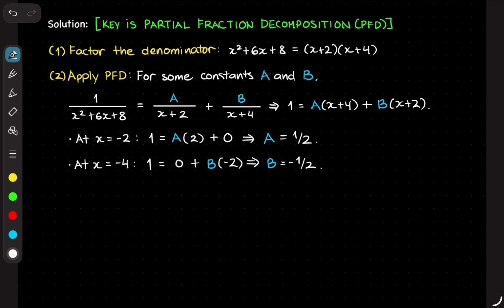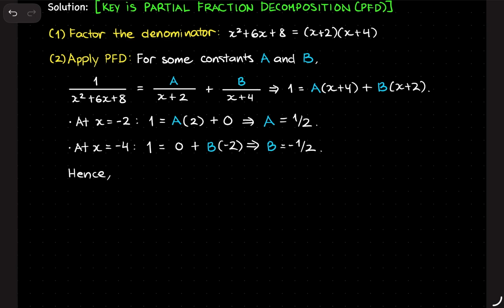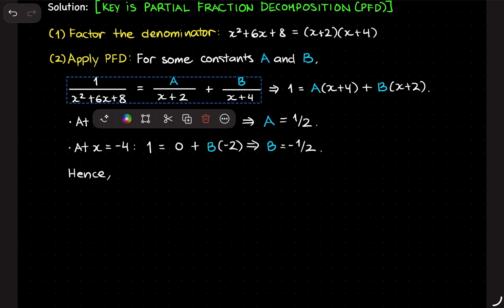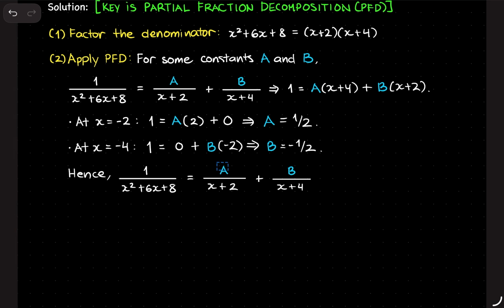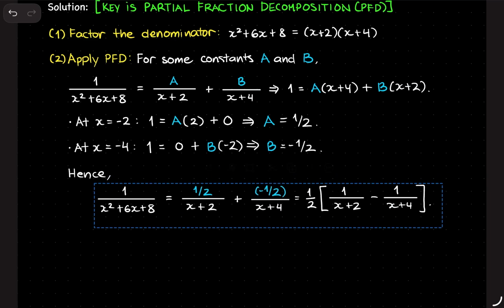So these are our missing constants, and so by partial fraction decomposition, what we'll have here is the following. But this time, a and b would now be replaced by 1/2 here, and then here negative 1/2. And then upon further simplification, it can be written as 1/2 times 1 over x plus 2 minus 1 over x plus 4. And this is actually the form that would give us what we want. Good.